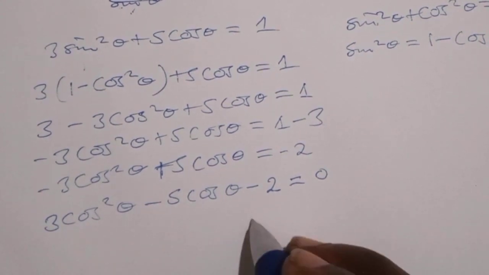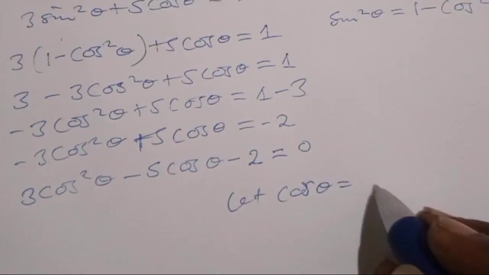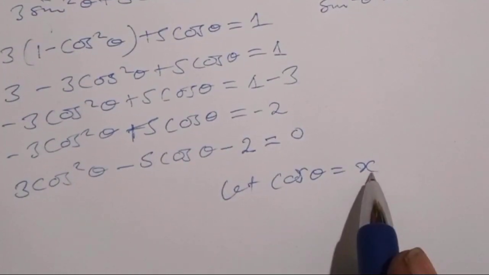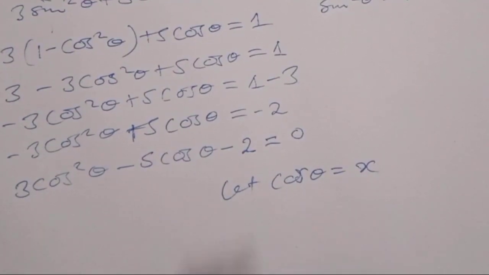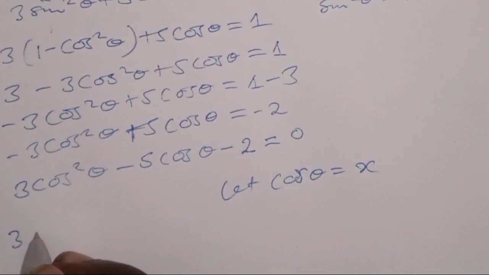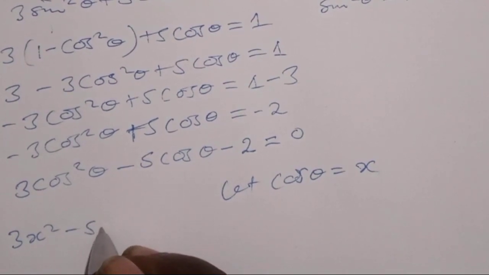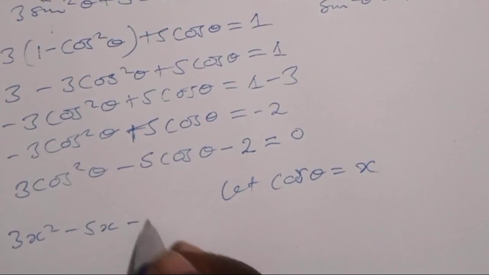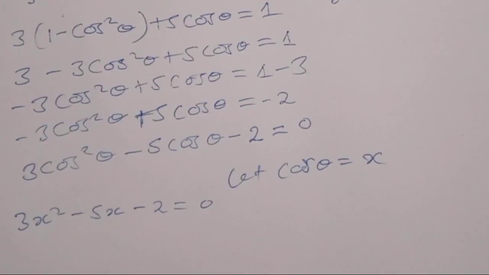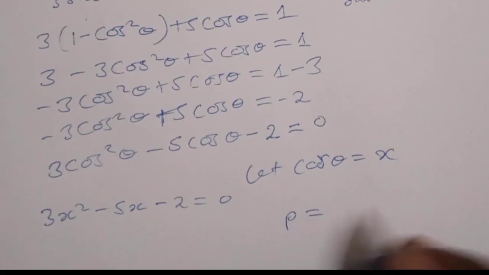So if you want, you can let cos theta equal x, to be comfortable. So we have to substitute x where there is cos. In which we are going to have 3x squared minus 5x minus 2, which is equal to 0. So here we have to look for product and sum.